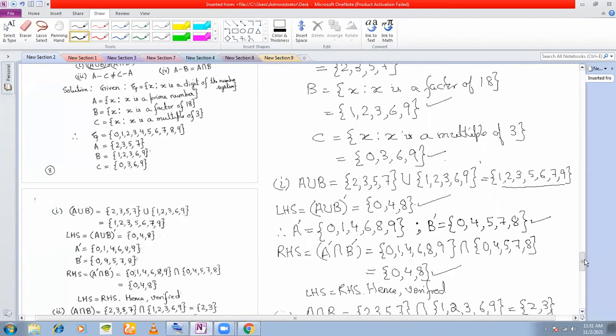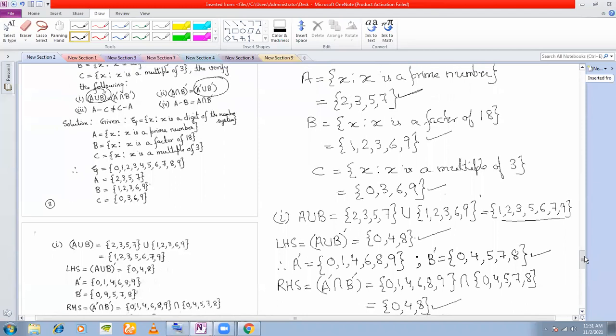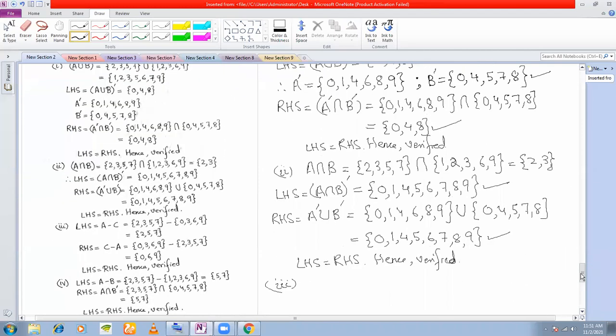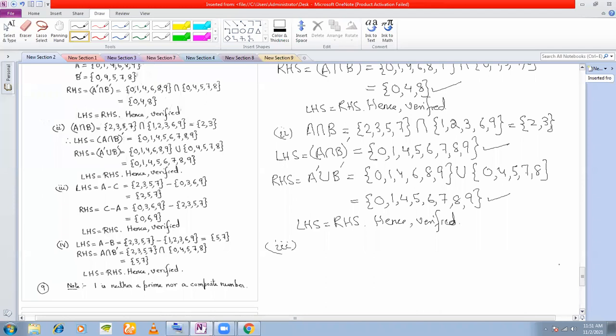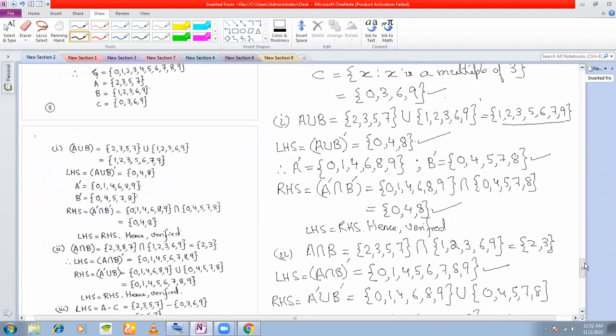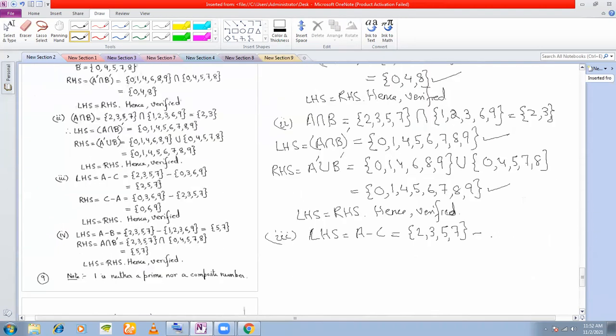Here you need to verify that A minus C is not equal to C minus A. Okay, you know A and C both. So first find out A minus C. Left hand side is equal to A minus C. A here is 2, 3, 5, and 7. And C here is 0, 3, 6, 9.